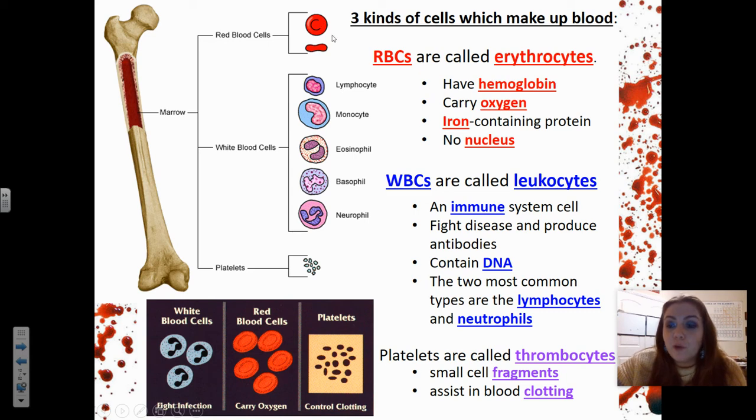Now we're going to talk about the 45%, just the cells first. Out of the 45% of your blood that are cells, there's white, red, and platelets. The red blood cells are called erythrocytes. They have hemoglobin. They carry oxygen. They are iron containing, and they have no nucleus. So when we see them under a microscope later, which we will, they're just a red circle. There's no nucleus. There's nothing inside them to see.